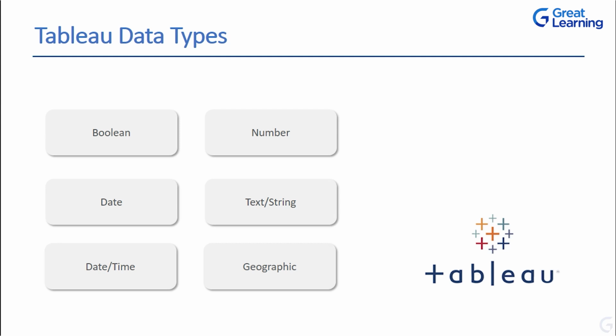Again, when you talk about Tableau, your numeric data basically has a hash attached to the data type, or basically it is preceded by a hash. Similarly, for text and string, you have ABC with A capital. For geographic, you have that globe sign. When you talk about date and time, it has a watch and a calendar. When you talk about your date, it just has the calendar. For Boolean, you have T/F written. So this is how the data types in Tableau are represented.